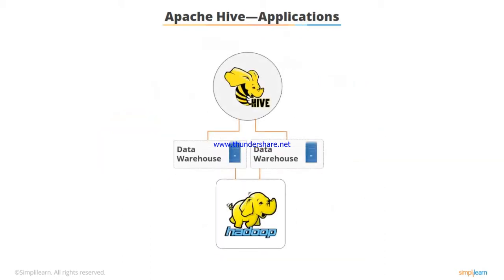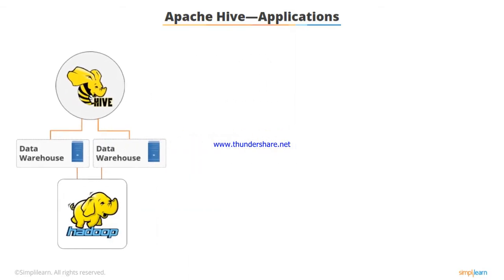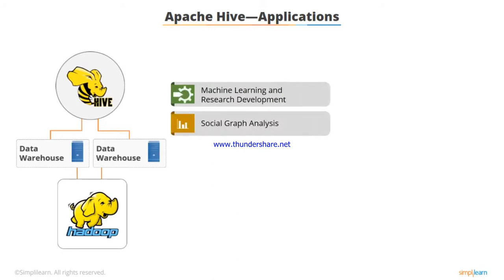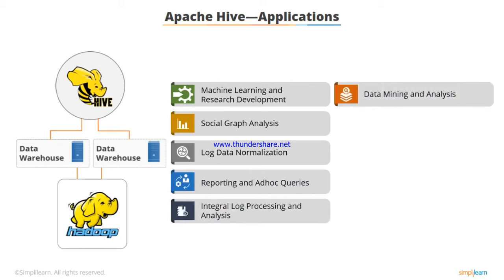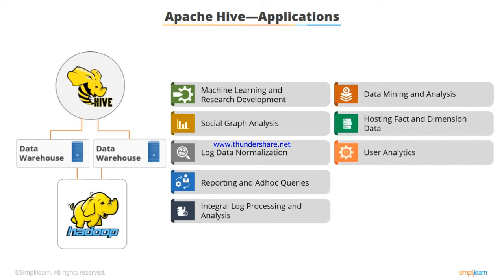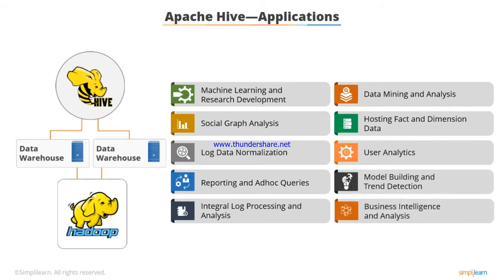Hive is a data warehouse software, and it facilitates structuring data, querying data, and managing large data sets residing on HDFS. It has several applications including machine learning and research development, social graph analysis, log data normalization, reporting and ad hoc queries, integral log processing and analysis, data mining and analysis, hosting fact and dimension data, user analytics, model building and trend detection, business intelligence and analysis.